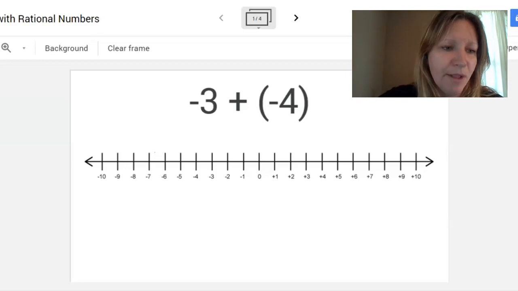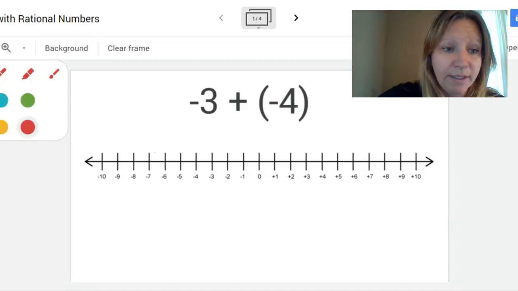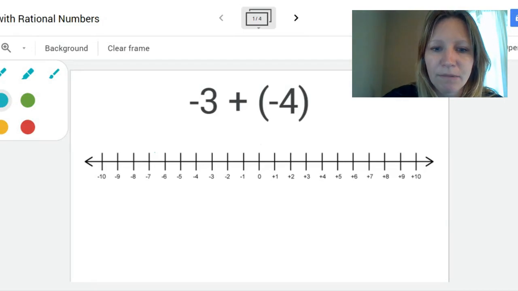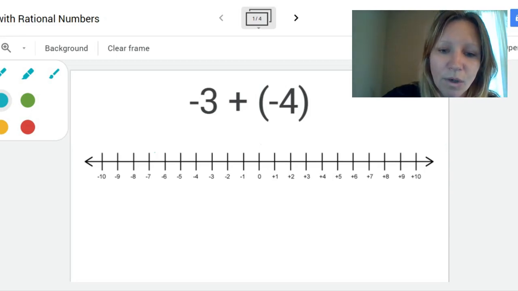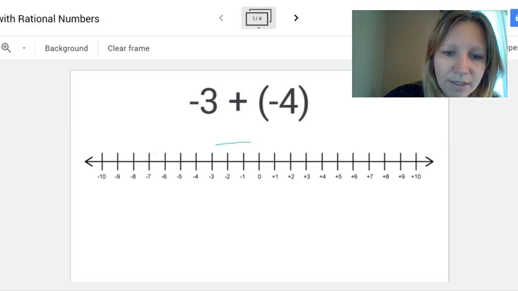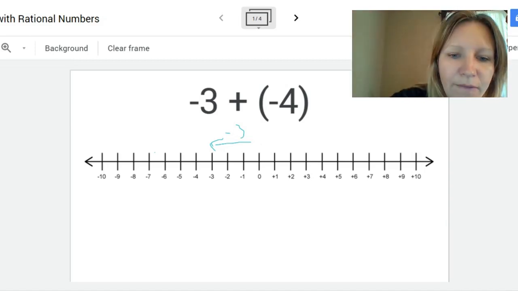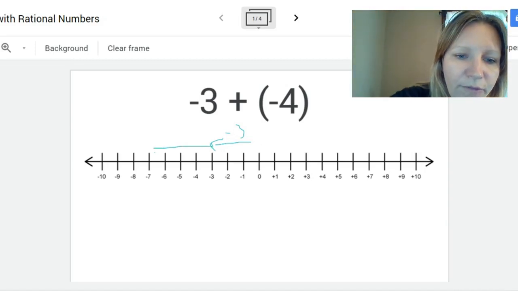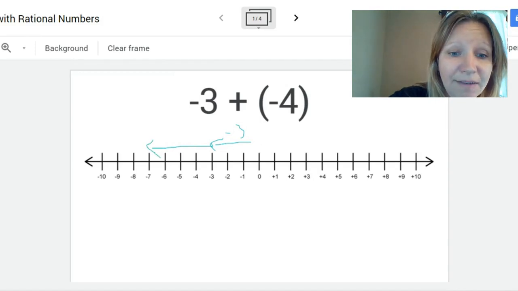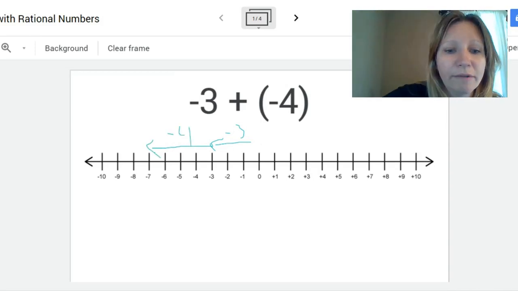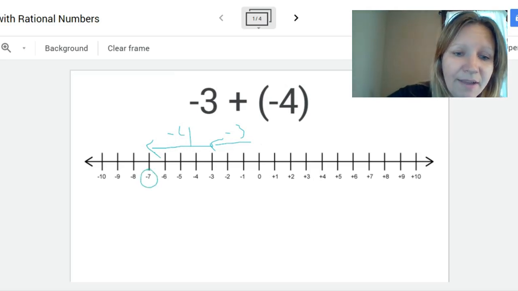So how does this work on a number line? On a number line, we want to start at 0 always. We put our pencil at 0, and we're going to go -3. Negative numbers are always to the left, so we're going to go to the left 3 units. And so this is -3. And then to that, we're going to add -4 more, which means that we're going to go left 4 more because it's negative. So 1, 2, 3, 4. That actually puts me at -7. So the final answer, I end up at -7.